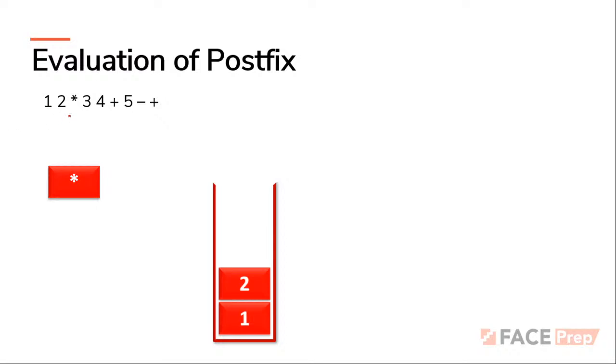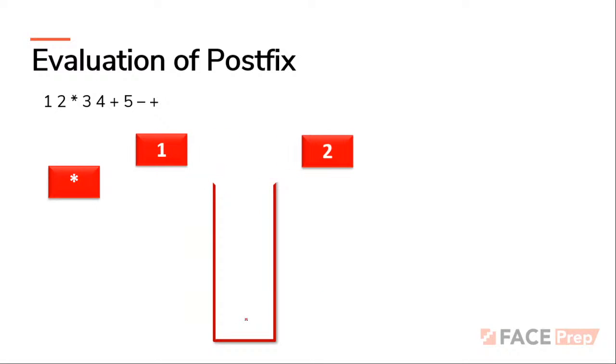So whenever you are getting an operator, you have to remove the topmost 2 elements of the stack. Whenever I am getting an operator, pop the top 2 operands. So 2 and 1. I have popped the 2 elements. After popping, what should I do? I should evaluate this expression. How can I evaluate? We have an operator here, right? And we have 2 operands here.